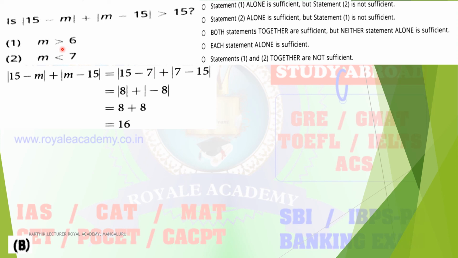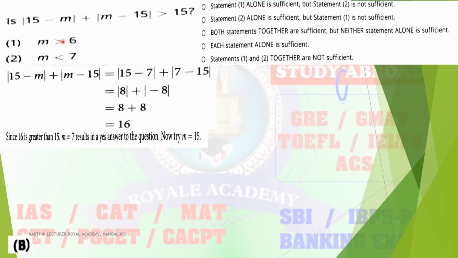I will choose m greater than 6, so I will choose m equal to 7. Just substitute. With m equal to 7, 15 minus 7 is 8, and 7 minus 15 is 8 in absolute value. Since the modulus is there, consider plus only. So 8 plus 8 is 16. From the first statement you are getting 16, which is greater than 15. Then choose m equal to 7; any number can be taken, because m is greater than 6.